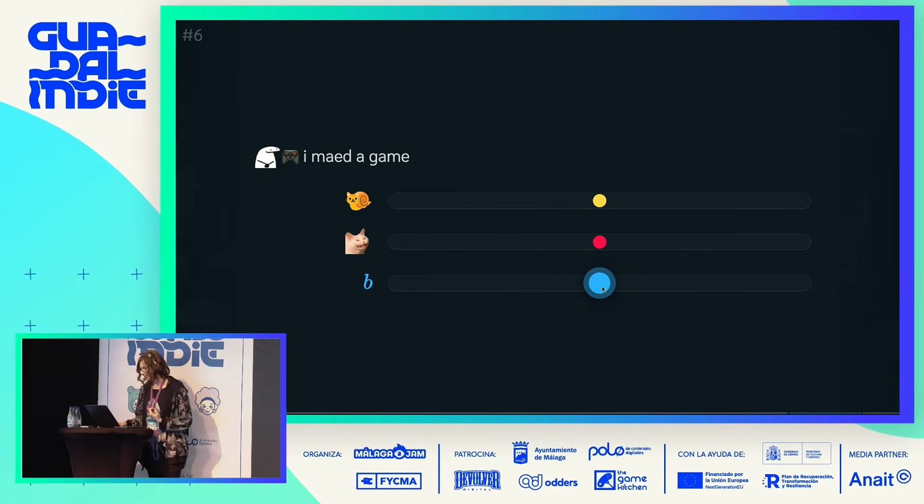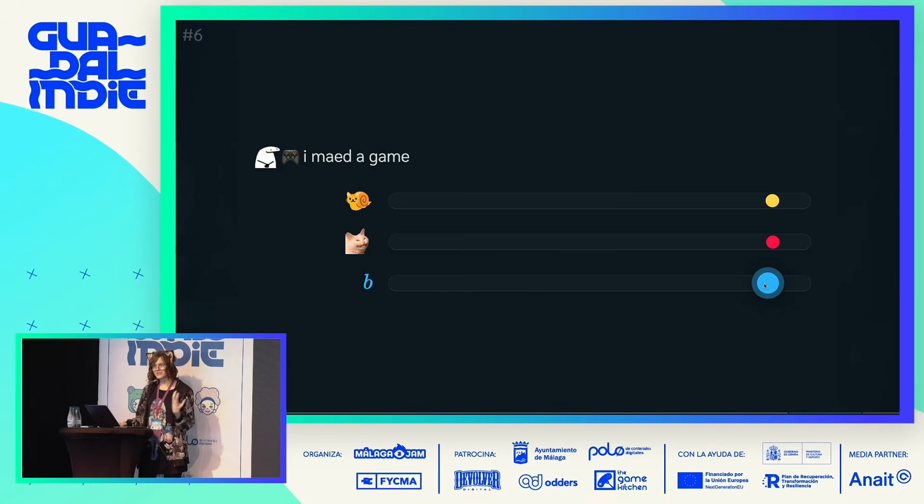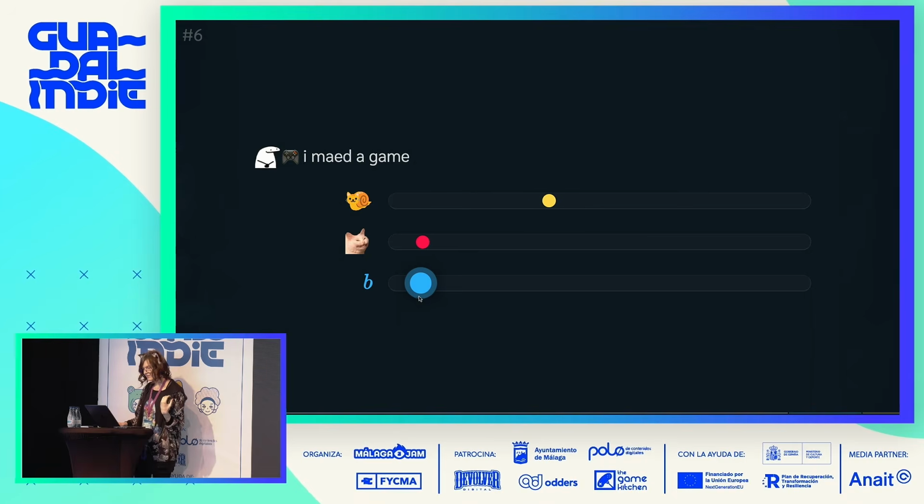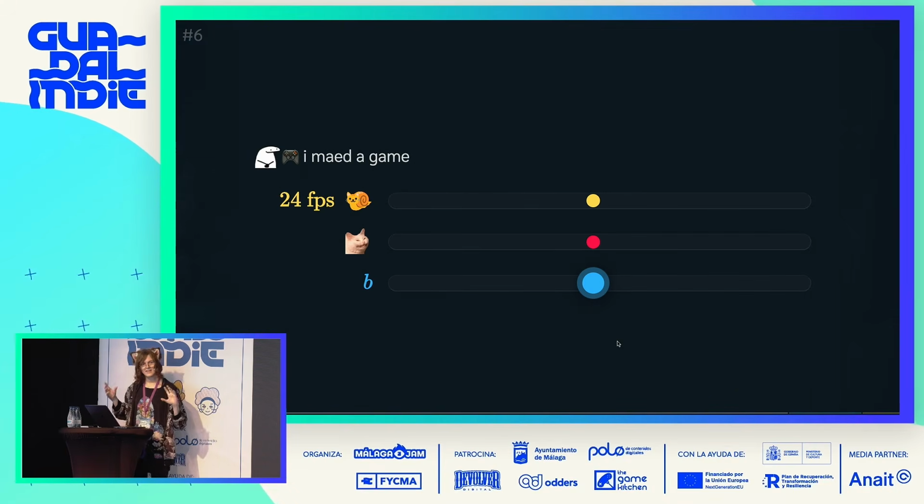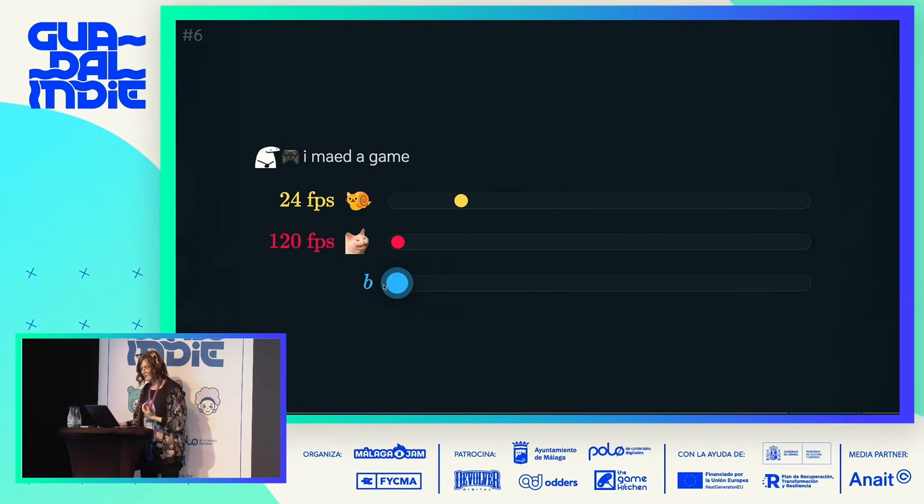But this is what happens. They get two different experiences. And I mean, usually that's not what you want when you're making a game. Generally, you want them to behave the same, but for some reason, they don't. There's some discrepancy here. And the reason for this is because your first friend is running at a cinematic 24 frames per second. And your second friend is running at 120 frames per second. And so that's why they get these hugely disparate outcomes in behavior.